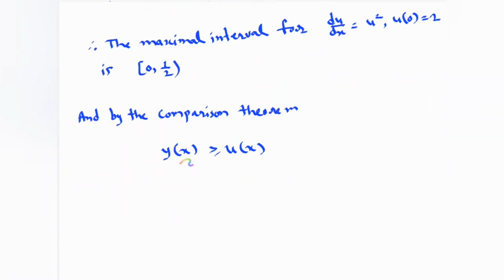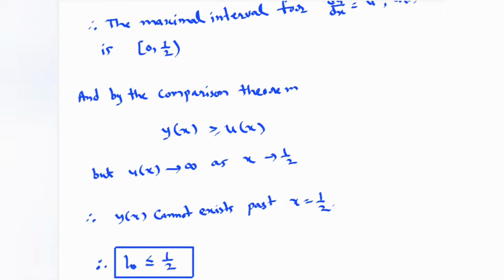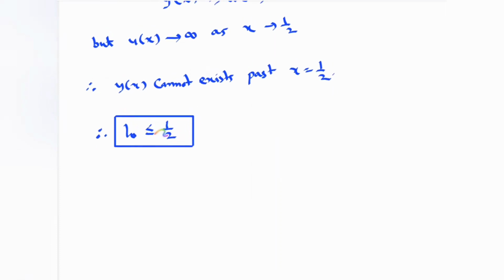And by the comparison theorem, y(x) will be greater than or equal to u(x). But since u(x) tends to infinity as x tends to 1 by 2, it means y(x) cannot exist past x equal to 1 by 2. Therefore, L0 must be less than or equal to 1 by 2.